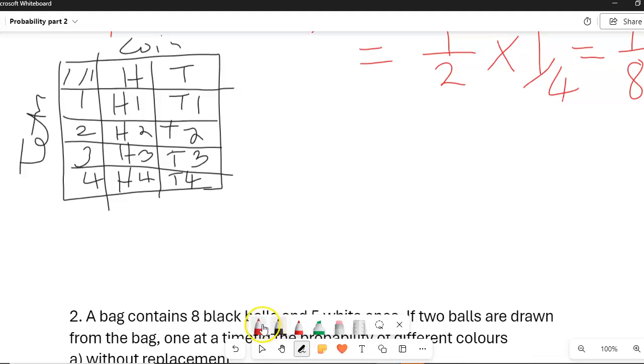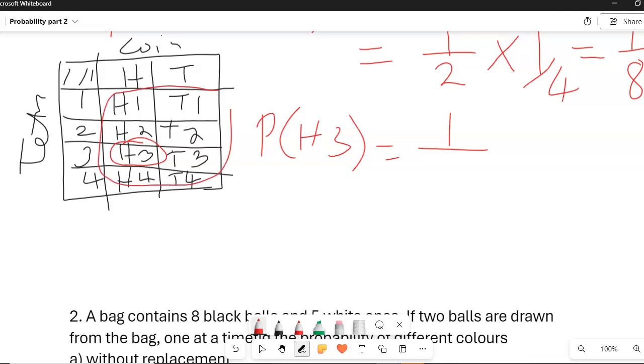In our consideration, we want to have a head and a 3. So in this case we only have one instance where we have a head and a 3. So the probability of having a head and a 3 will be 1 out of how many outcomes do we have? We have 1, 2, 3, 4, 5, 6, 7, 8, so 1 out of 8. So that is another way of answering that particular question.